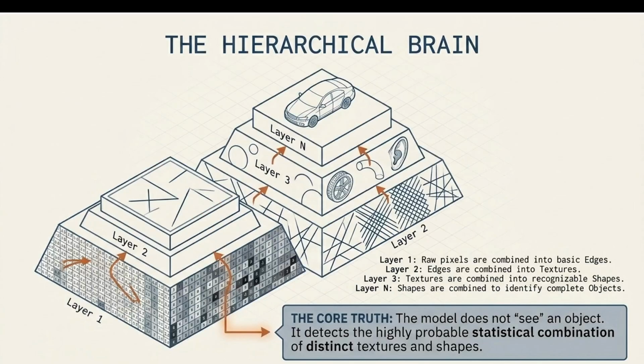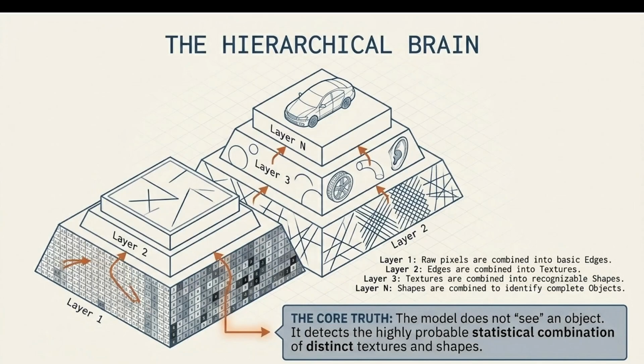The hierarchical brain. So the model does not see an object. As we have talked about beforehand, it cannot see the way humans see. It detects the highly probable statistical combination of distinct textures and shapes. It is completely based on probability. It is completely based on statistical predictions.